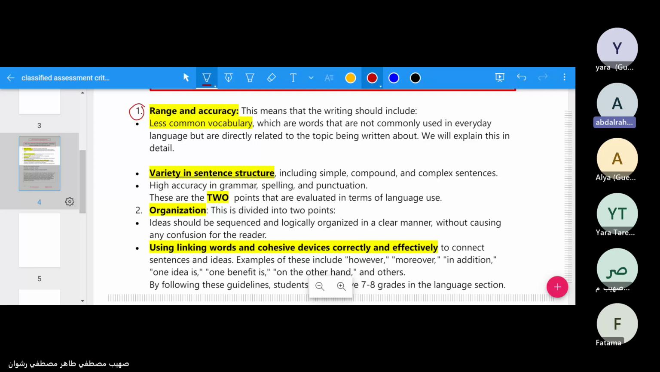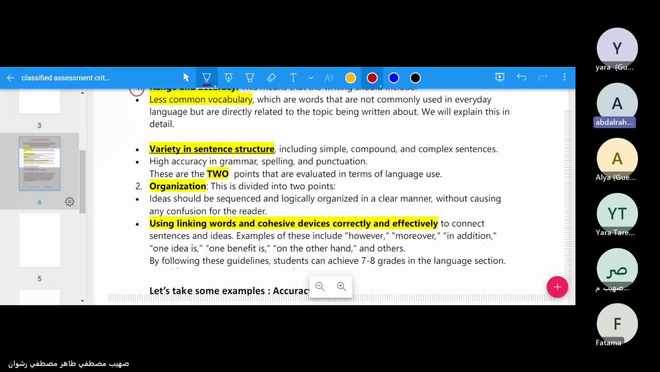Range and accuracy. This means that the writing should include less common vocabulary, which are words that are not commonly used in everyday language but are directly related to the topic being written about. We will explain this in detail. Variety in sentence structure, including simple, compound, and complex sentences, and high accuracy in grammar and punctuation. These are 2 points that are evaluated in terms of language use.